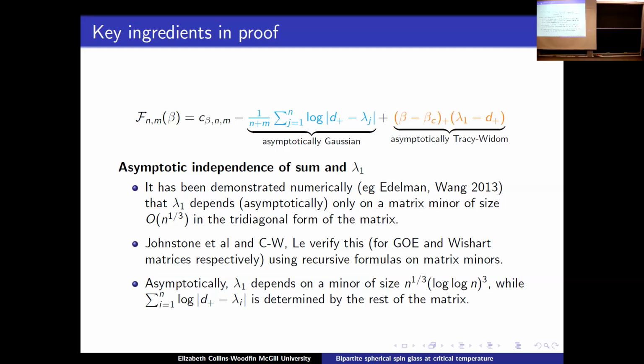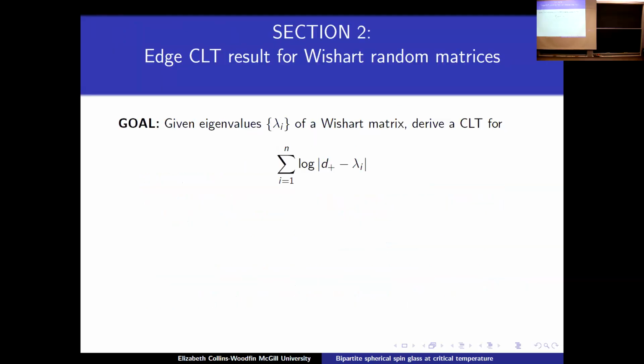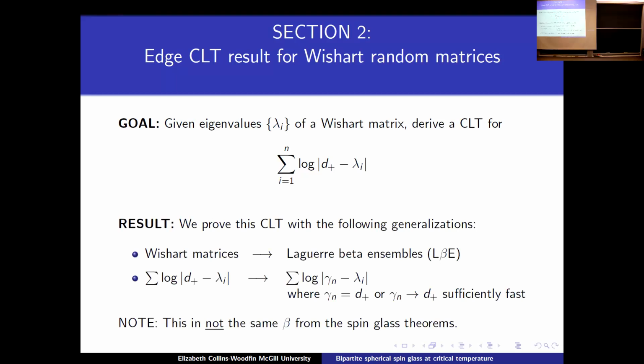All right, so now I'm going to talk about the CLT result. Our goal for what we need for the spin glass project is to show a CLT for this sum here. So D plus is the edge of the spectrum, and then these are the eigenvalues of the Wishart matrix. What we show is actually a bit more than this. So instead of just doing this for Wishart matrices, we do this for the Laguerre beta ensemble, which is a larger class of random matrices that includes the Wishart matrices that we're interested in.